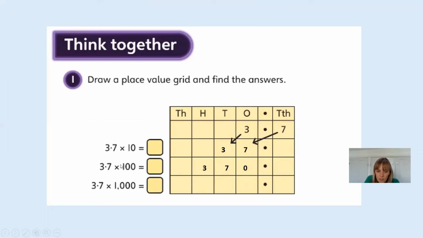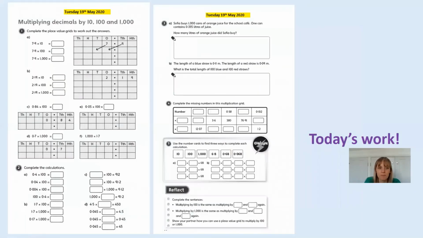Now, when I'm timesing by 1,000, so timesing by 10, I jump one place. Timesing by 100, I jump 2 places. But you can guess what's coming up. Timesing by 1,000, it's got 3 zeros, so I'm going to jump 3 places larger. So the 3 ones is going to jump into the thousands, the 7 tenths into the hundreds, and then we've got a space for 2 placeholders, so it becomes 3,700.